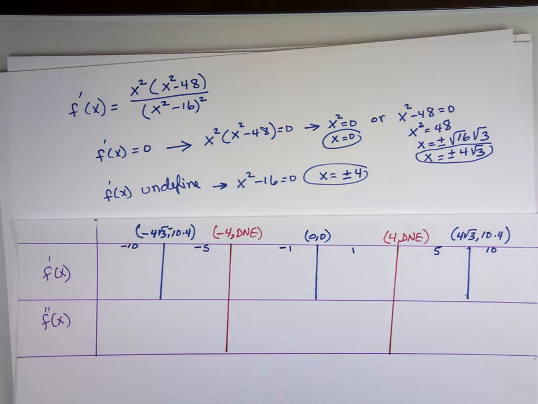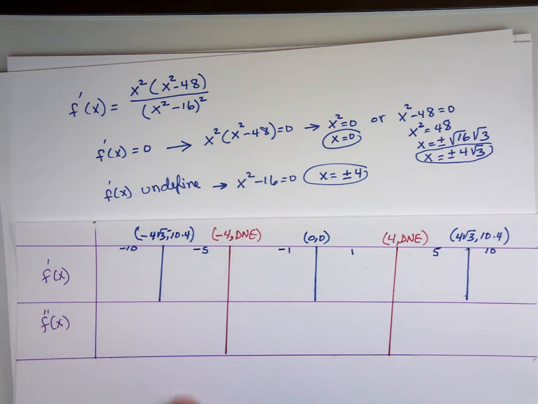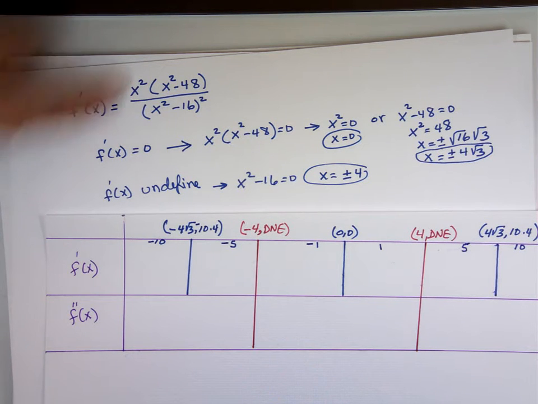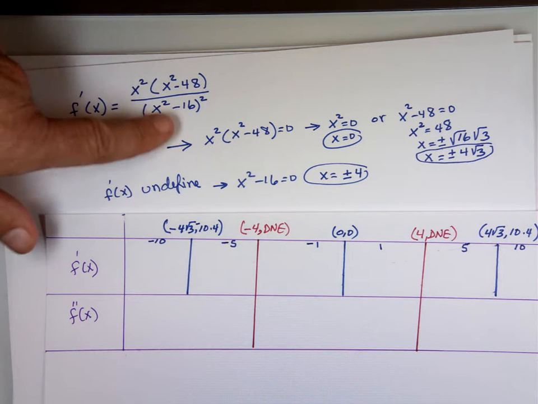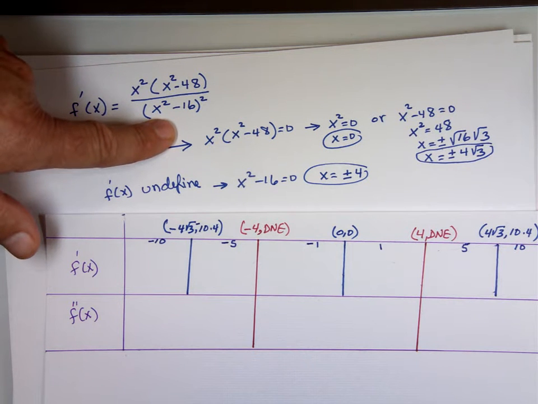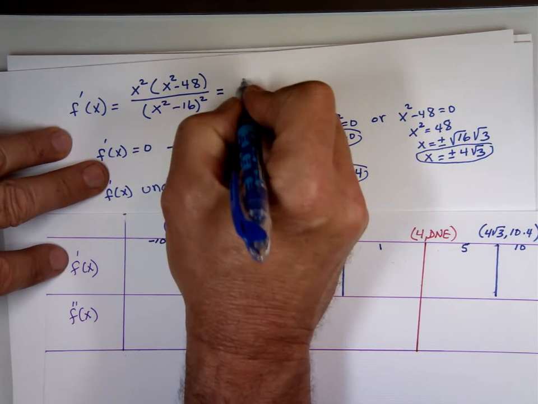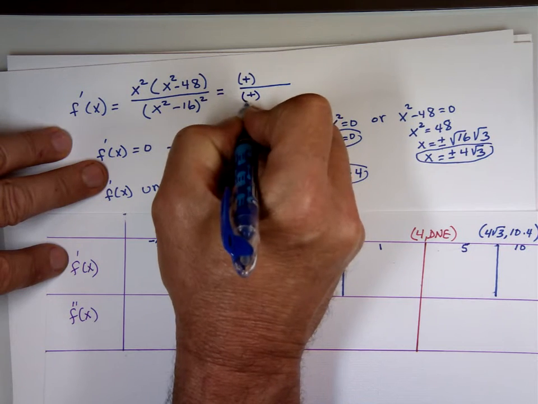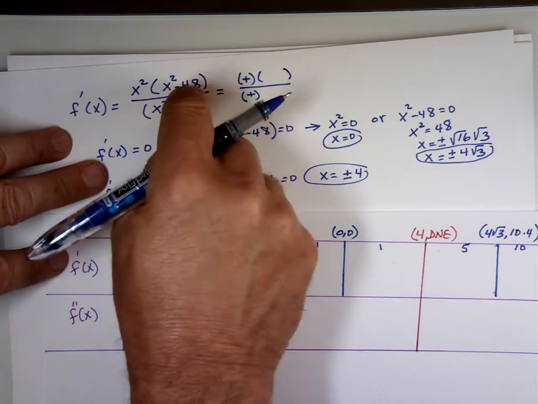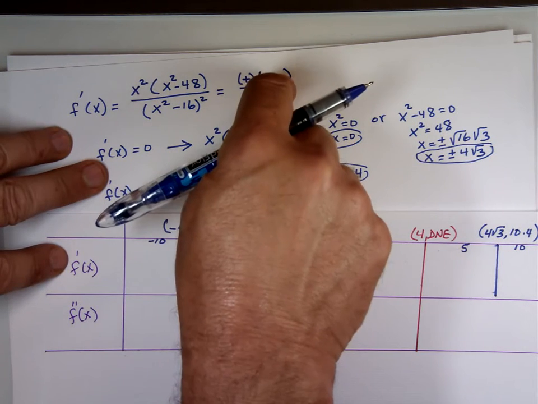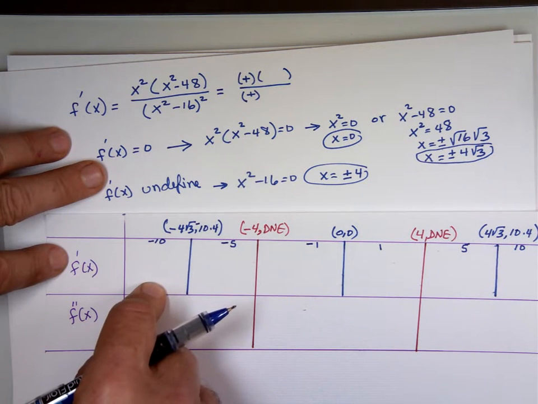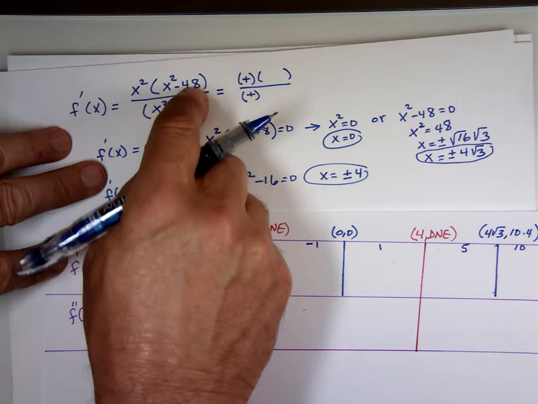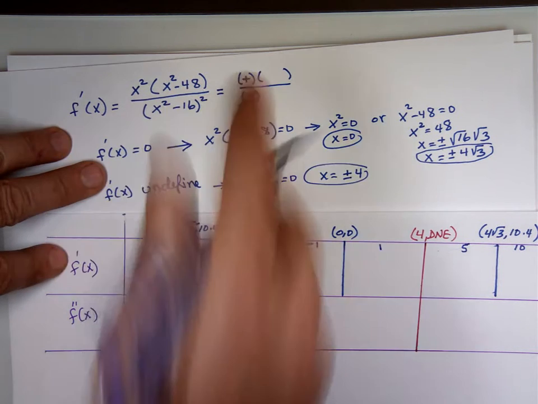Here's the good news, by the way, for us. Notice x squared is always what? Positive. The bottom is always what? Positive. So I know in terms of the derivative, the first piece is always positive, and the bottom is positive. So the only thing is this piece. If this piece is positive, the whole thing is positive. If this piece is negative, the whole thing is negative. Can you see that? So it's negative 10. What's negative 10 when you square it? 100. 100 minus 48, positive or negative? Positive. That is increasing.